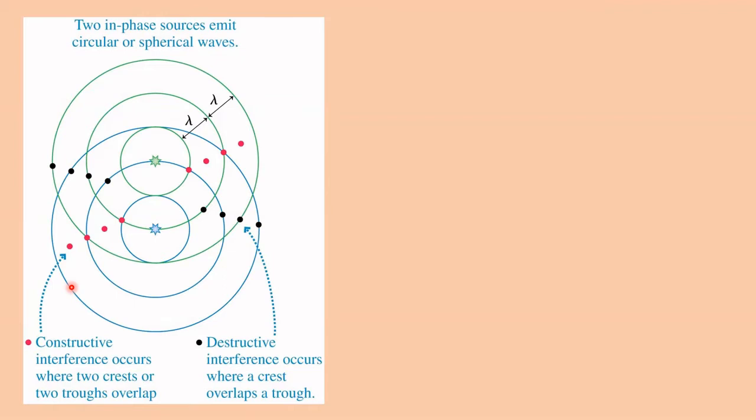Their peaks line up and their valleys line up. So this is a point of maximum constructive interference. Now, a moment later, in fact, half a period later, these peaks will be replaced by valleys because the ripples are moving outwards, right? These wavefronts are all moving outwards.